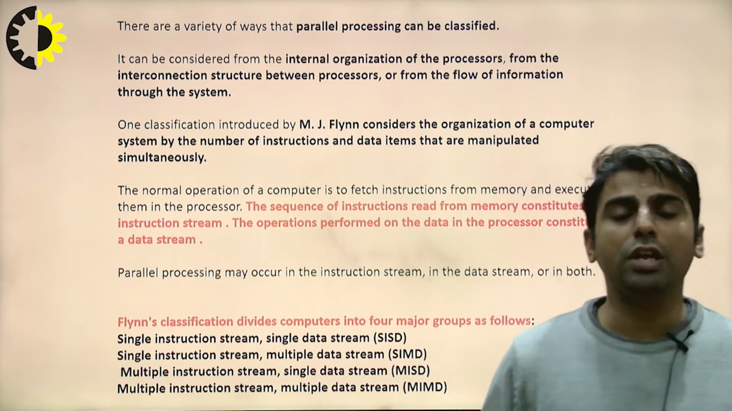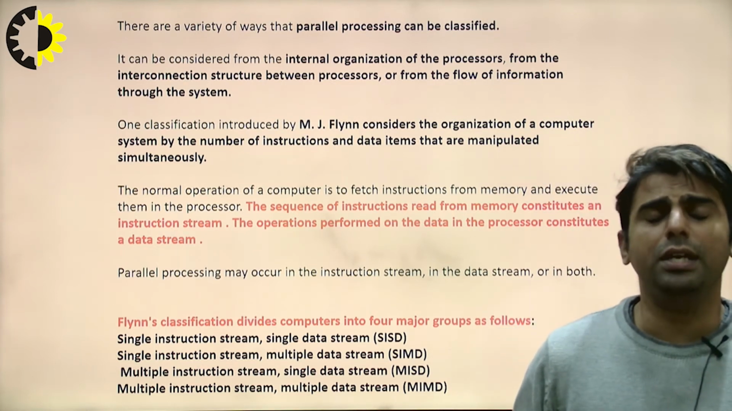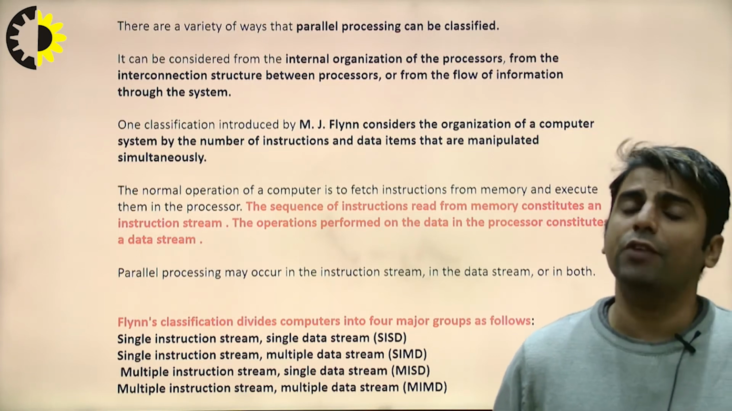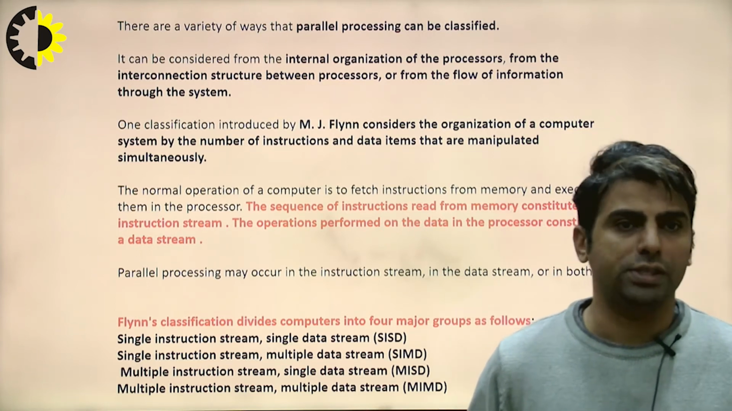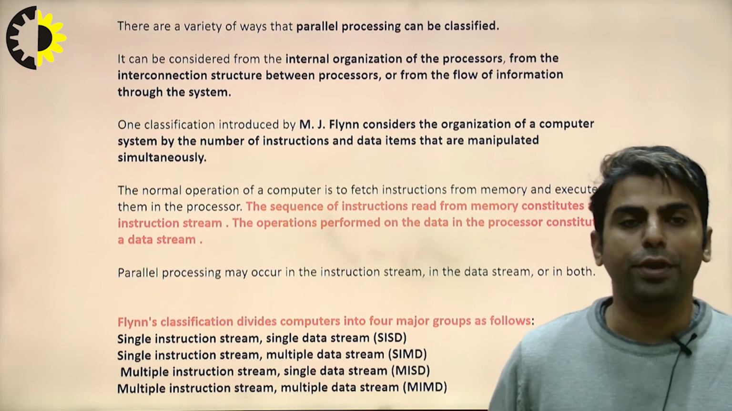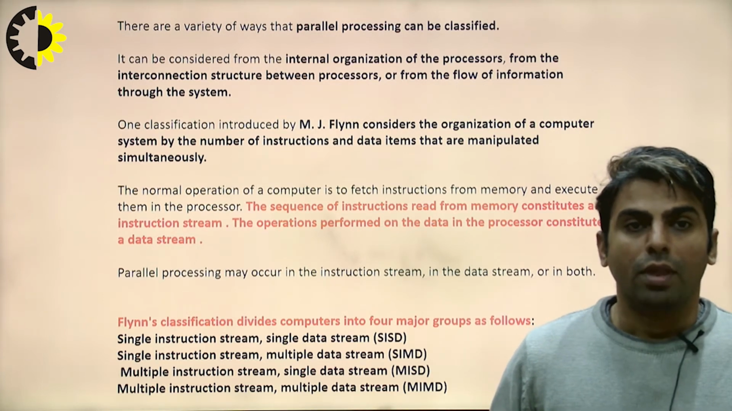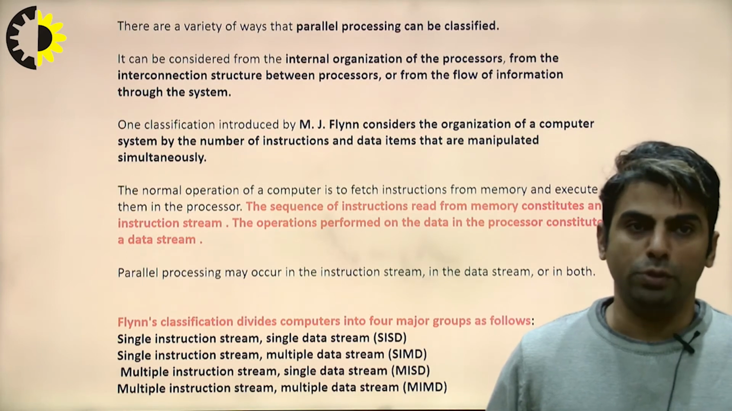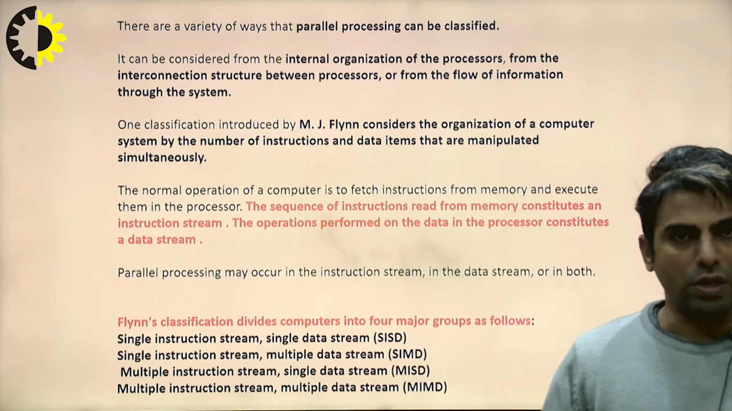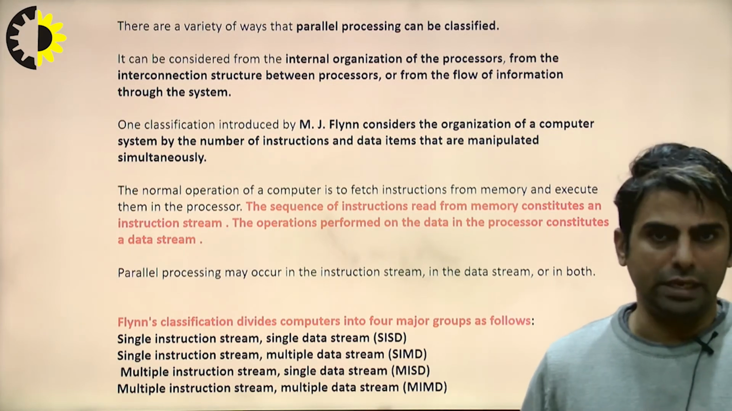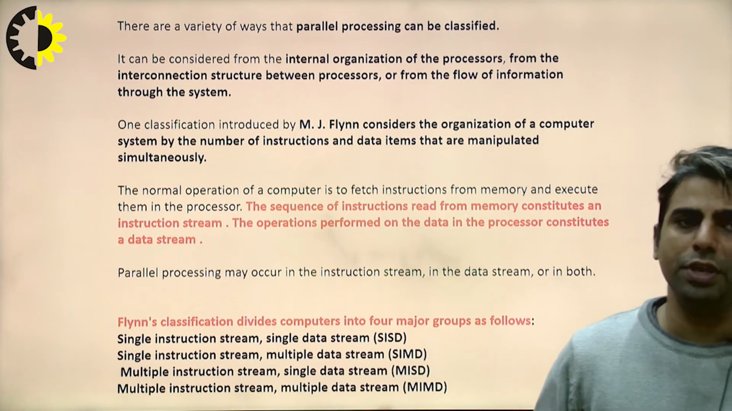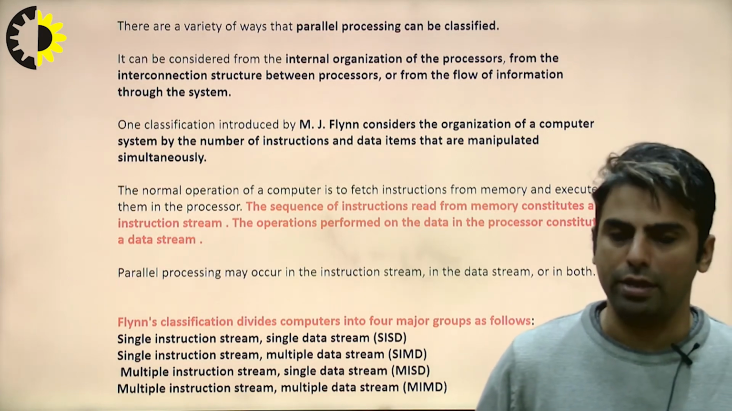So data stream is a kind of operations that we apply on operands. It is a kind of data that we are working upon. So that is basically called a data stream. All right, so we have an instruction stream and data stream. On the basis of these data streams and instruction streams, Flynn has classified parallel processing, right?